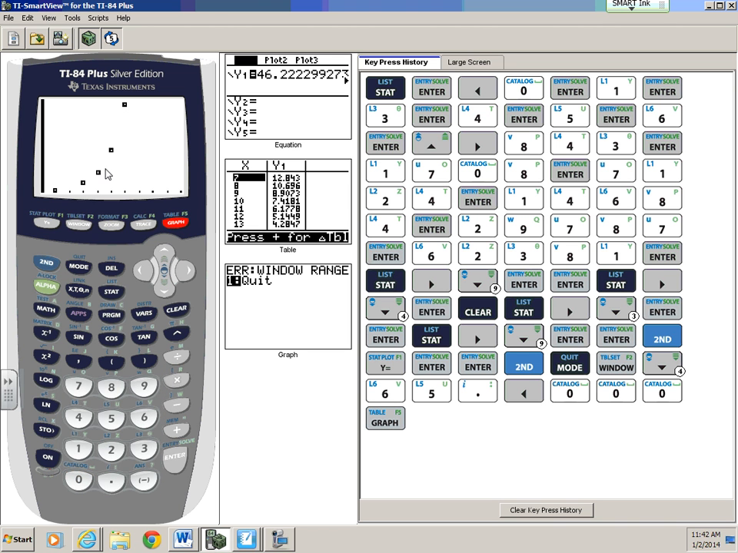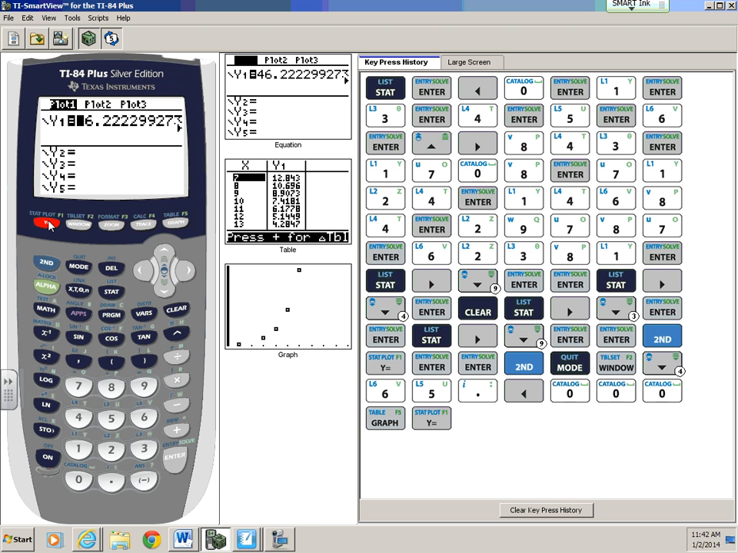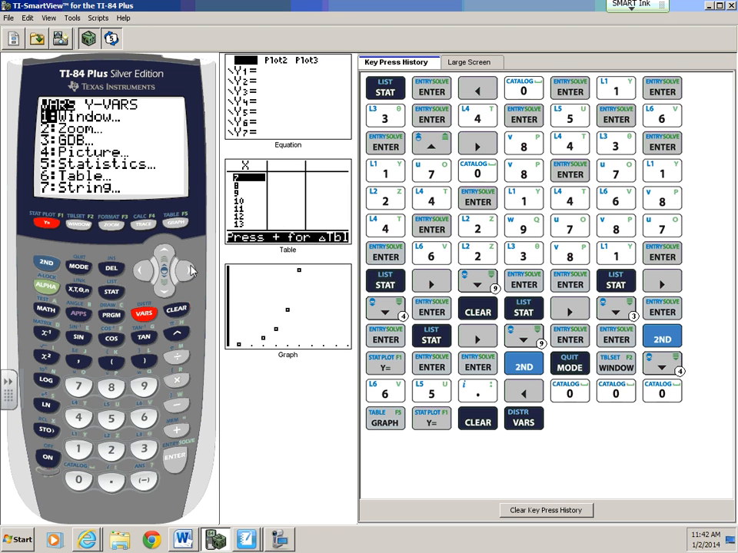I just hit the graph. There's my scatter plot. It looks exponential. Now I want to compare my equation to the scatter plot. So I'm going to go into y equals, and I'm going to put my equation in there. But instead of retyping it, I can have the calculator do it for me automatically.